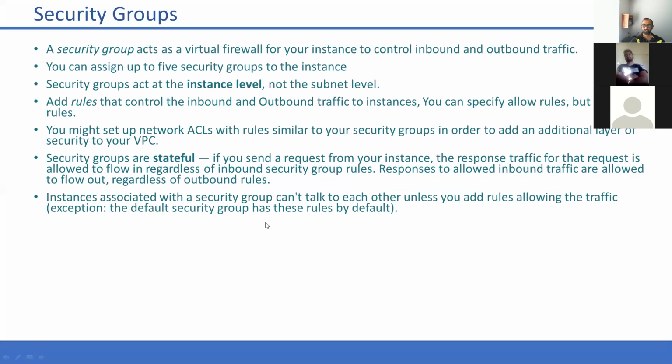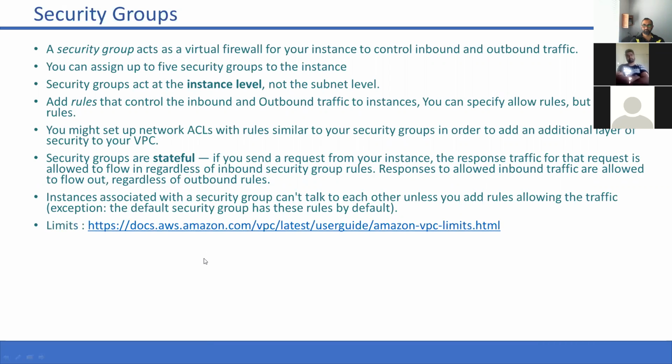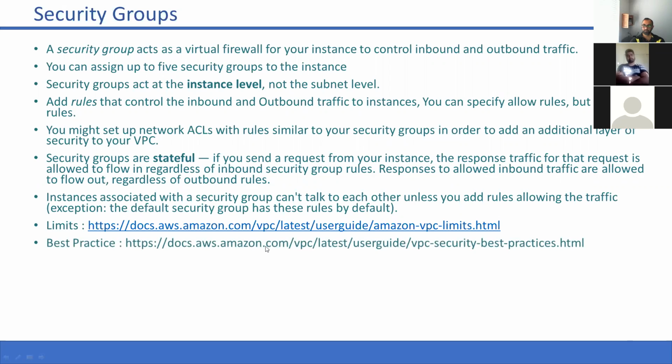Instances associated with a security group cannot talk to each other unless you add a rule. So even though two instances are within the same subnet, they cannot talk to each other. They still need the firewall communication between them to talk to each other. So it's very important. We miss out on that in many scenarios. That's a limitation. So best practices you can read.